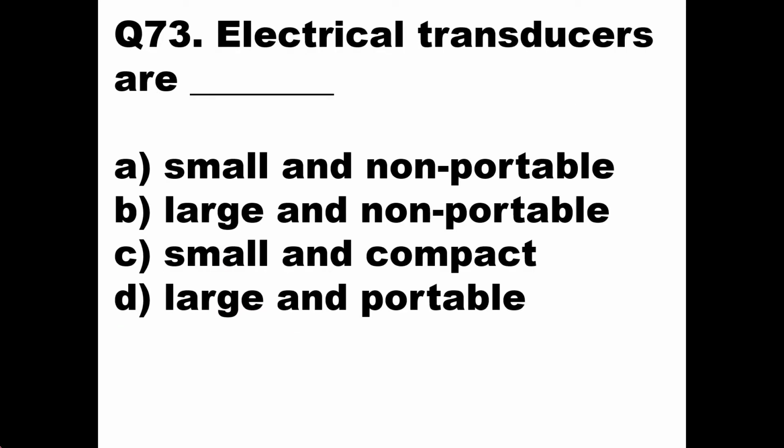Then we'll go to the next question, question number 73. Electrical transducers are dash. Options are small and non-portable, large and non-portable, small and compact, large and portable. So here option C is the more advantageous option for electrical transducers, and this is small and compact. So electrical transducers are small and compact is the correct answer here.